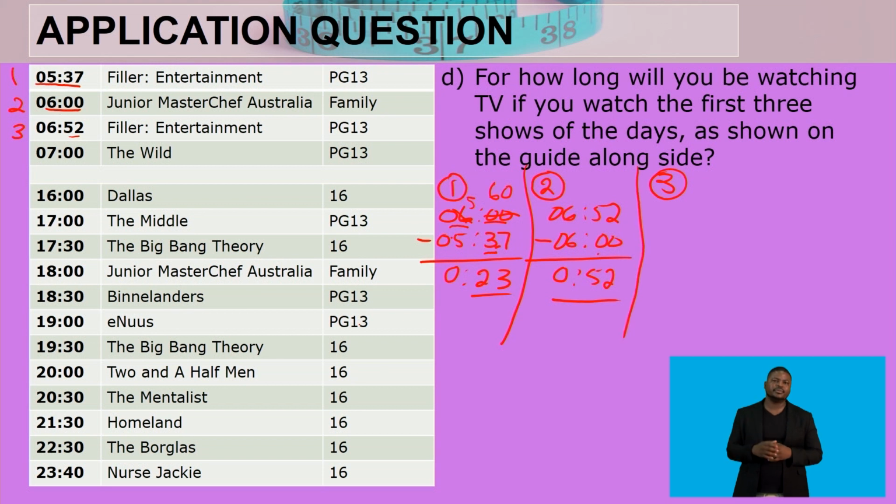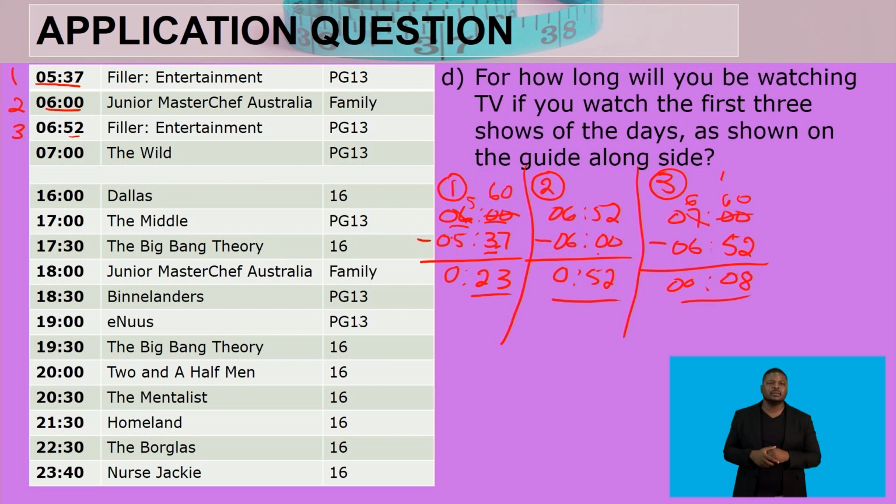Then we go to the third one. The third show starts at 6:52, which is 8 minutes to 7. It doesn't end at 6, it ends at 7. So it means it's 07 minus 6:52. Can we subtract 52 from 0? No, so we have to borrow an hour on this side. When we borrow our hour, this becomes 6. We took our 1 hour, but the hour should be converted to minutes, which is 60 minutes. So what is 60 minus 52? It gives us 8. So it means this second Filla Entertainment lasted for 8 minutes.